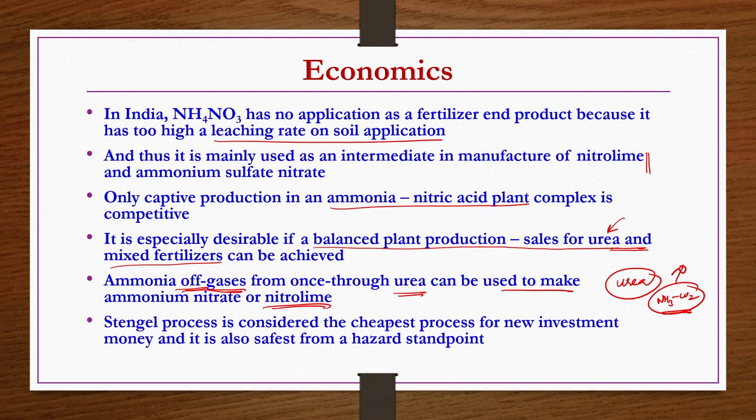The Stengel process is considered the cheapest process for new investment money, and it is also safest from a hazard standpoint. Okay, this we have already discussed.